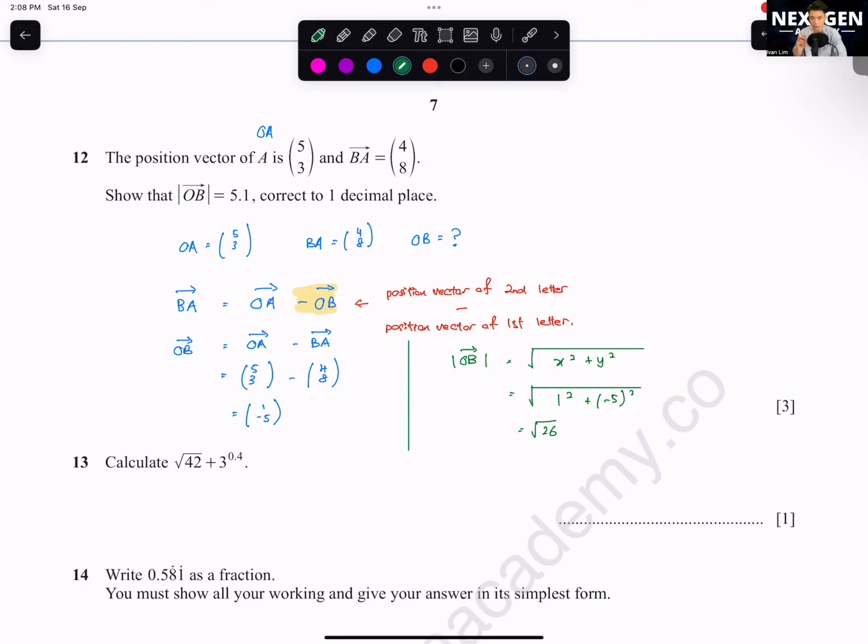Okay, when they say correct to one decimal place, this is what I want you all to do. You all follow because we want to follow as closely as we can with the mark scheme. So you don't round it up first. You write down the value that you calculate from your calculator first. On your calculator, it'll give you 5.099, 99 something. Then after that, you only round it up and write the 5.1. Follow this format. Don't straight away write 5.1, just in case the marker is very particular.